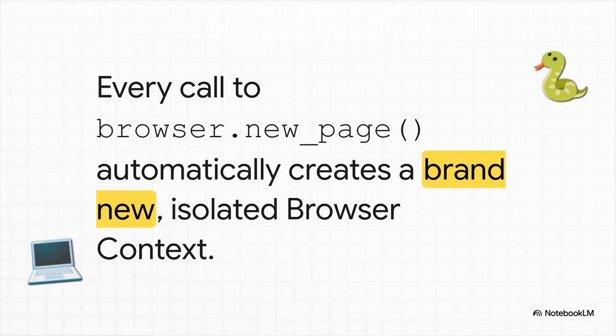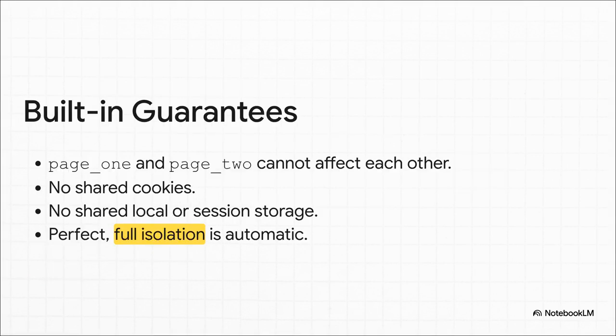Check out this super simple bit of code. Every single time you call browser.newPage, you're basically telling Playwright, hey, go spin up a new, sterile environment for me. Behind the scenes, a brand new browser context just gets created automatically for that page. It's really that simple. The isolation is just baked right into the command. So, what does this actually mean for you? Well, the most crucial part is this. Whatever you do in page 1, whether you log in, add stuff to a shopping cart, whatever, is completely and totally invisible to page 2.